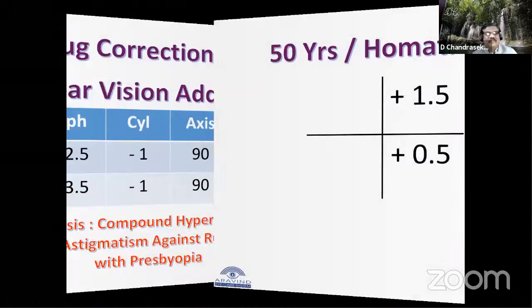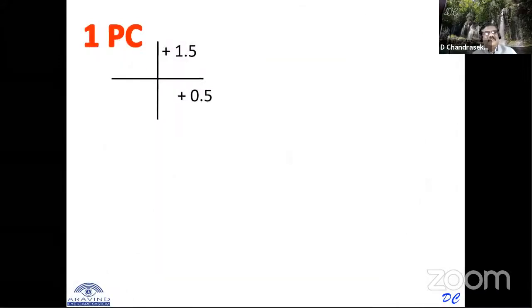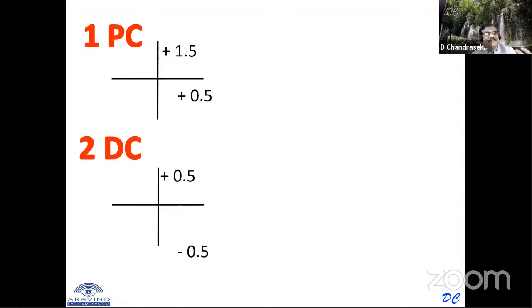Just to go on with one more problem: 50 years, homatropine. So what happens here? Plus 1.5 will become 0.5, but plus 0.5, what will happen? Plus 0.5 minus 1 is equal to, it will become minus 0.5. You got it? Plus 0.5 minus 1, that's all, minus 0.5. So this is the distance correction. Now here both are the same. You can take either of them as spherical power.